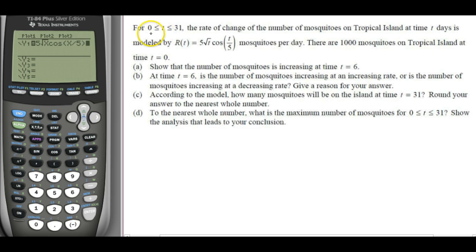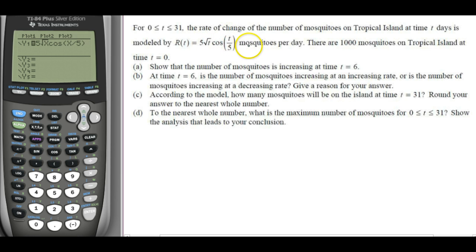For times t between 0 and 31, the rate of change of the number of mosquitoes on tropical island at time t days is modeled by r of t equals 5 radical t cosine of t over 5 mosquitoes per day. There are 1,000 mosquitoes on tropical island at time t equals 0. So this last sentence says that at the beginning, at time t equals 0, there were 1,000 mosquitoes. But then the rate of change of mosquitoes varies based on this function r of t. So the rate of change of mosquitoes is given by 5 radical t cosine of t over 5.